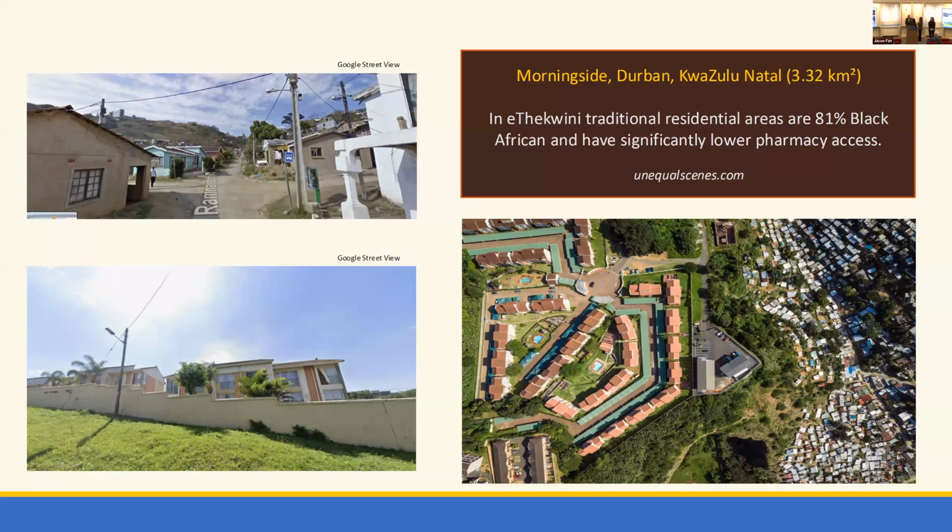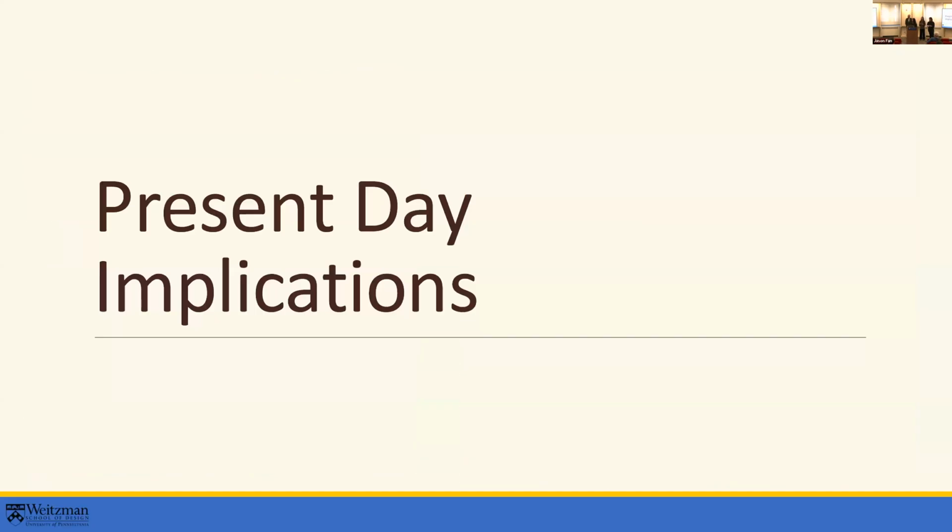And then this map highlights the disparity between the suburbs and the apartheid legacy areas. On top, you actually see the more dense areas, which is the area on the right. And then on the bottom is the suburb. It's right at the intersection, that Google Street View, but it's in the municipality of Ekurhuleni. The traditional residential areas in this area are like 81% Black, and they have significantly less pharmacy access and a lot more competition because of the population density.